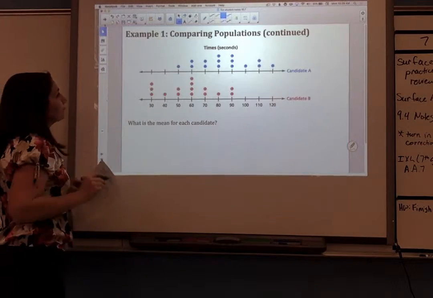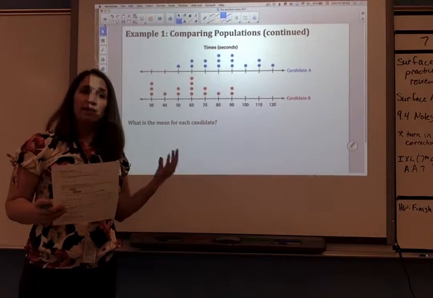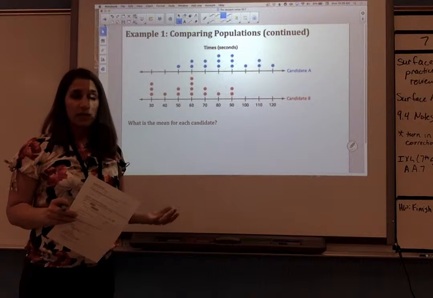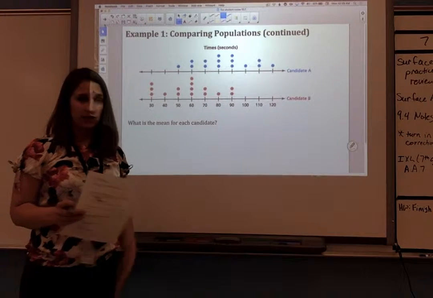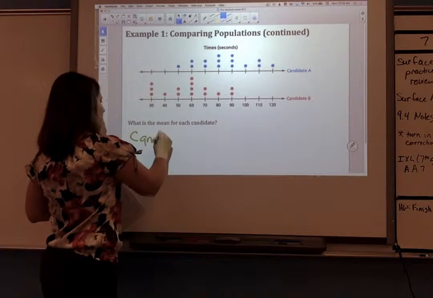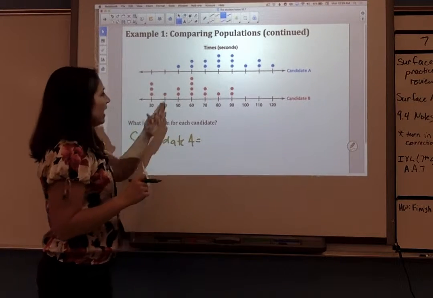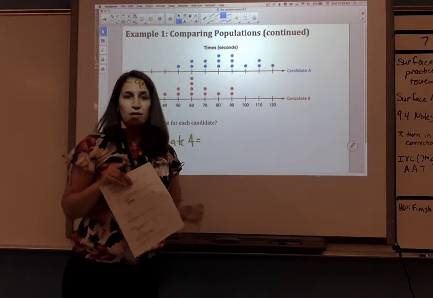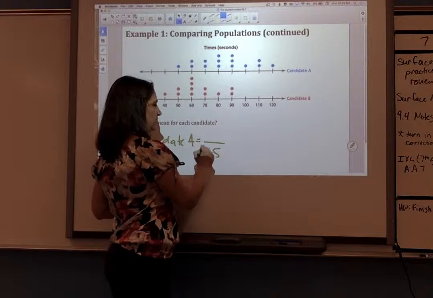Okay, so let's go ahead. Because we saw that each of these distributions was symmetric, mean is a good measure of center for us to use. So let's find the mean for each of these. So for candidate A, we're going to add up all of the times in seconds that candidate A used, and then we're going to divide by 15 because we have 15 data points.